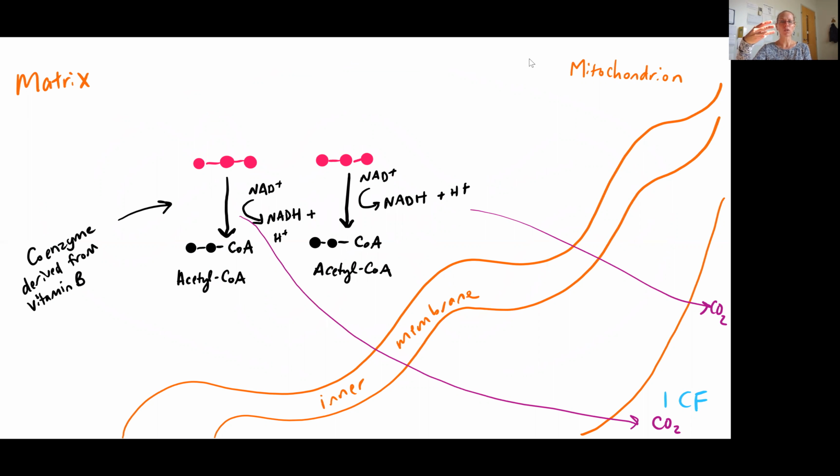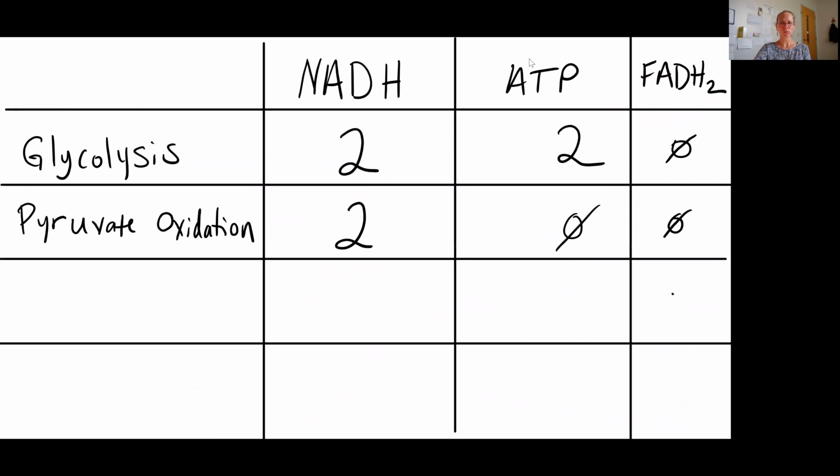So we started with our 3-carbon pyruvate molecule, and we see that it is oxidized to a 2-carbon acetate, which is paired with a coenzyme to become acetyl-CoA. We see carbon dioxide gas given off as a result of this procedure, and we're seeing that NAD plus is reduced to NADH, so we're making 2 NADH molecules.